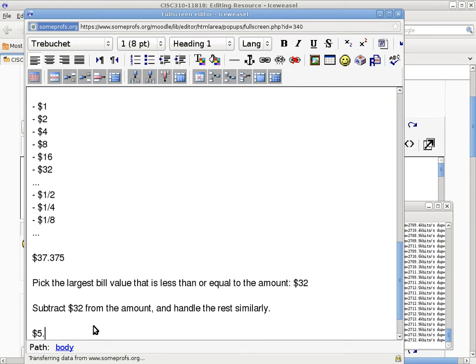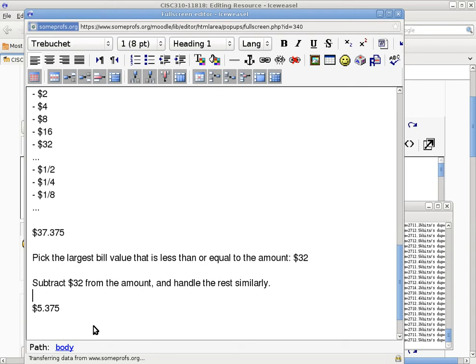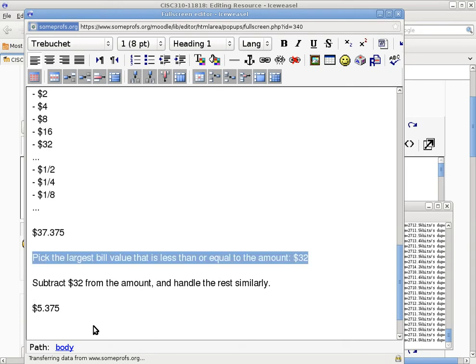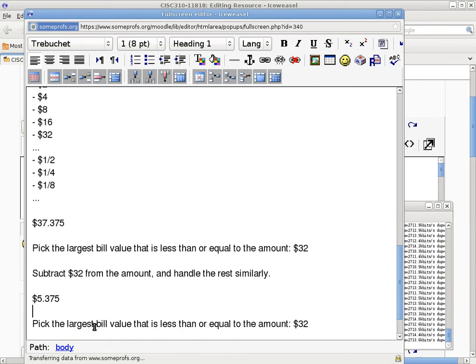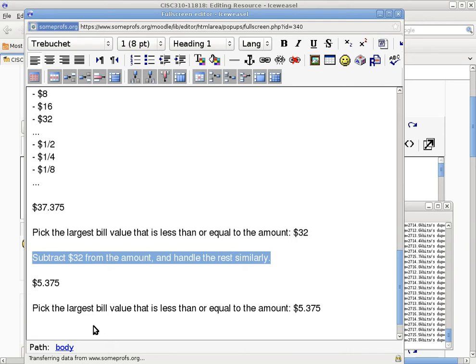We have $5 and 5.375 left, right? So we do the same thing. Pick the largest bill value that is less than or equal to, but this time it is $5 and 37 cents or so. So what would that be? $4. $4 bills. Okay. So that means we have to subtract $4.